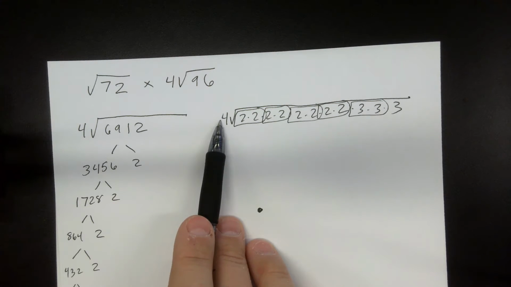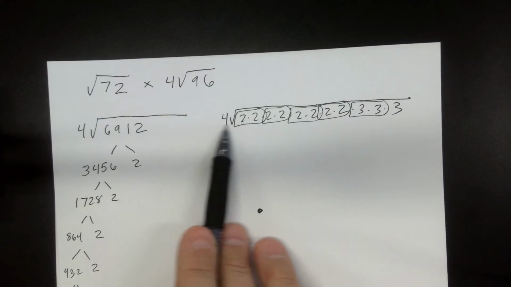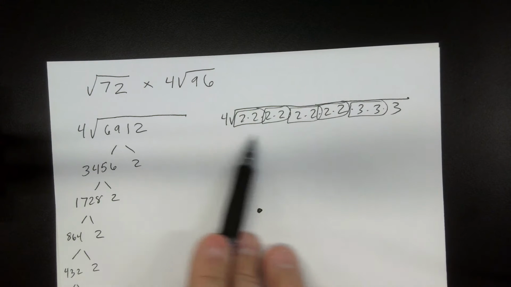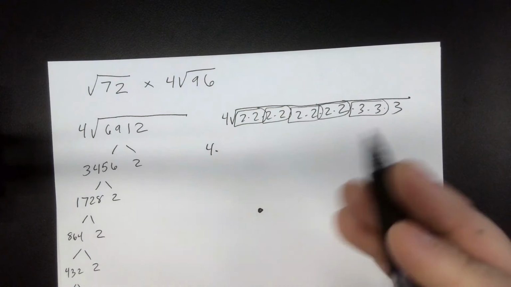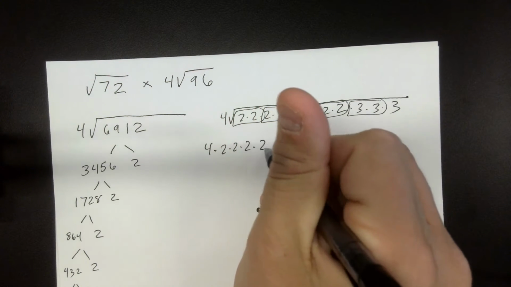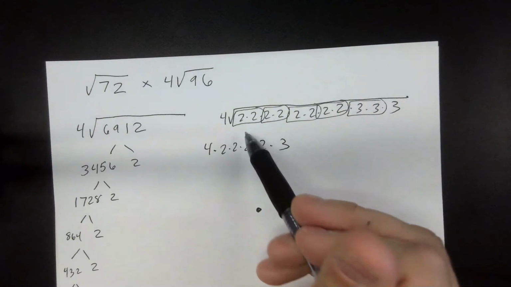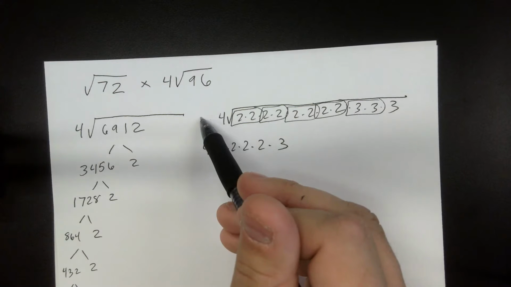Thank you, Griffin. Griffin, what am I going to do? So when we bring these numbers out, we're going to multiply them together, but we're also going to multiply them with this 4. So on the outside, we're going to have a 4. We're going to bring out 4 2s and a 3.